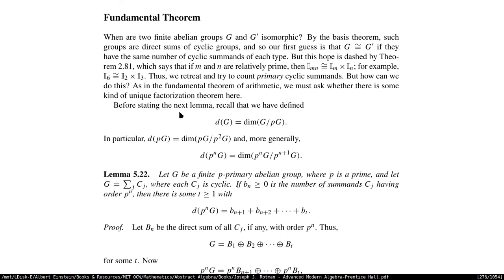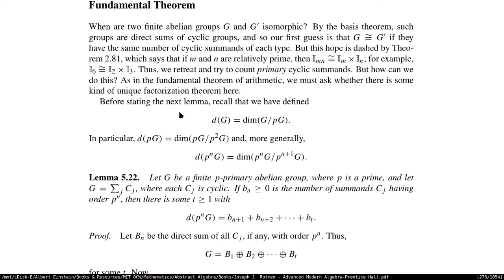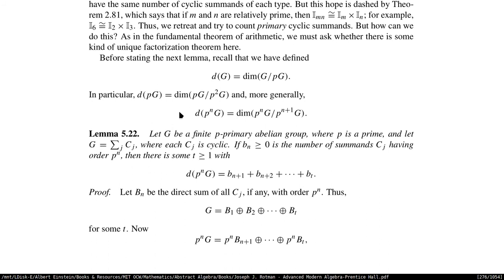Okay, Fundamental Theorem. Here we go. We have defined that the dimension of a group is equal to the dimension of the vector space that you generate, G mod PG, and D of P to the NG is equal to the dimension of P to the NG over P to the N plus 1G, right? So, yeah.